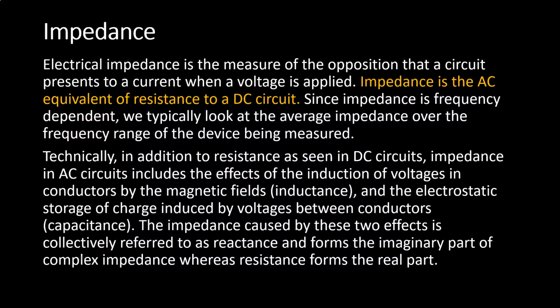In addition to the resistance as seen in DC circuits, impedance in AC circuits includes the effects of the induction of voltages in the conductors by the magnetic fields and the electrostatic storage of a charge induced by voltages between the conductors within the circuit. The impedance caused by these two effects is collectively referred to as the reactance and forms the imaginary part of the complex impedance calculations, whereas resistance forms the real part. So for all intents and purposes, in most of our discussions, we will say the word impedance, but we will think of it as the resistance. And by the way, the imaginary and the real part that we're talking about there has to do with calculus, and that's way beyond the limits of this class.